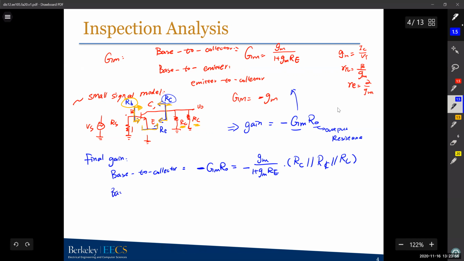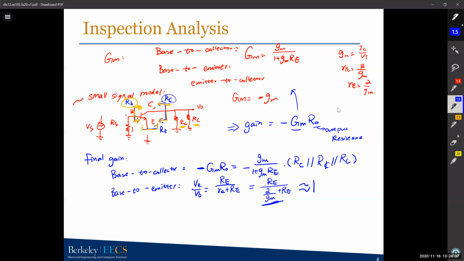And your base to emitter, this is different. So we find the gain between base and emitter BE here. We're using the other model, it's called T parameter model or T model for BJTs. But this is pretty simple. You just need to remember it's the VE over VB. So the gain between base to emitter is just R capital E over R small e plus R capital E. And R small e is alpha over GM, plus RE. This is really small. So alpha over GM is small. So you can just say base to emitter, the gain is 1.